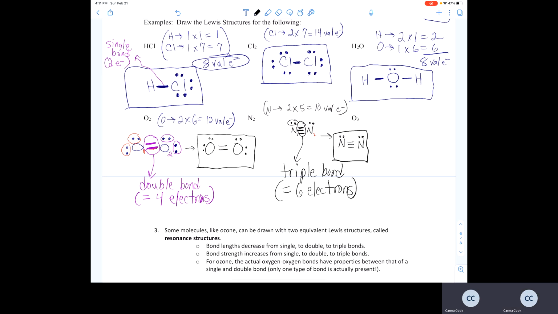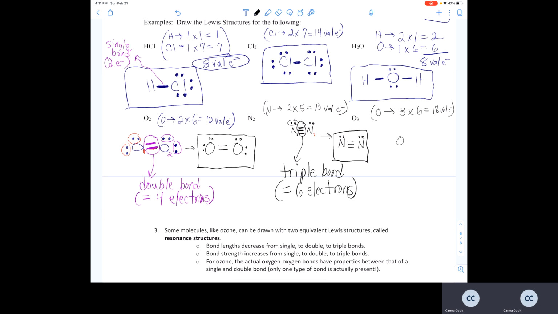And there's your correct Lewis structure for nitrogen. And then finally, we've got ozone, O3. Each oxygen, there's 3 of them, is in group 6. So 3 times 6 is 18 valence electrons.